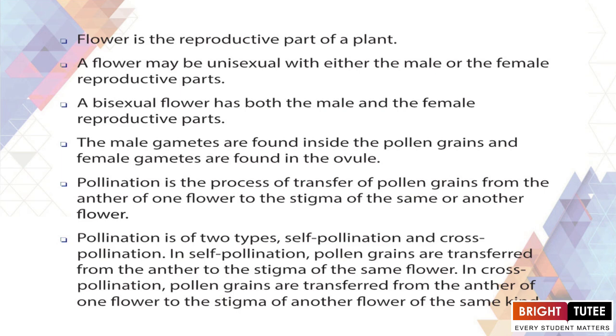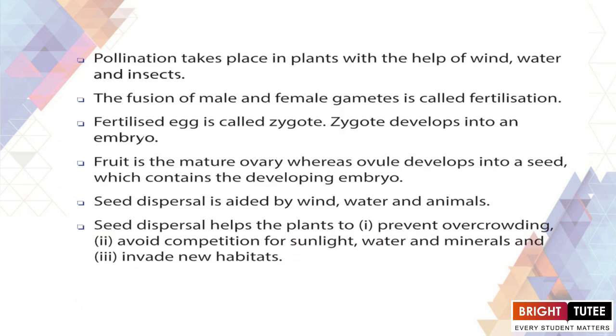In self-pollination, pollen grains are transferred from the anther to the stigma of the same flower. In cross-pollination, pollen grains are transferred from the anther of one flower to the stigma of another flower of the same kind. Alright? Then we understood that pollination takes place in plants with the help of wind, water and insects.